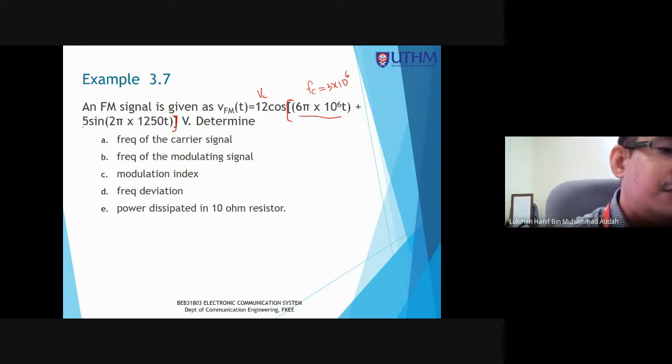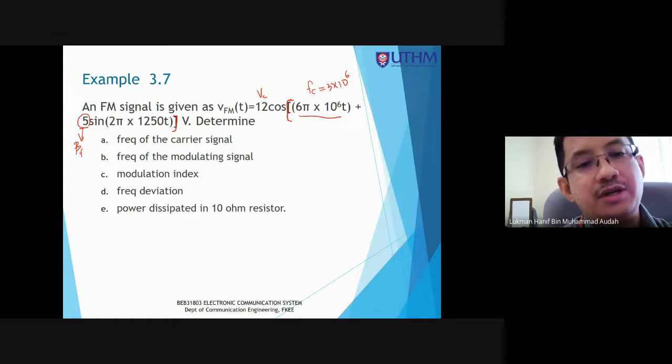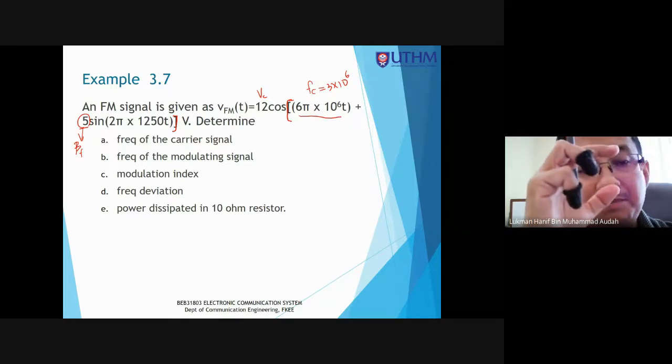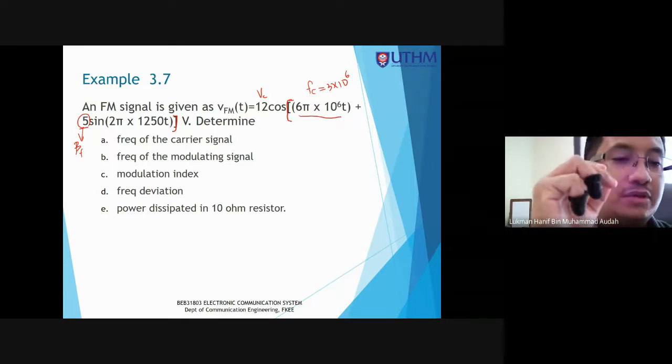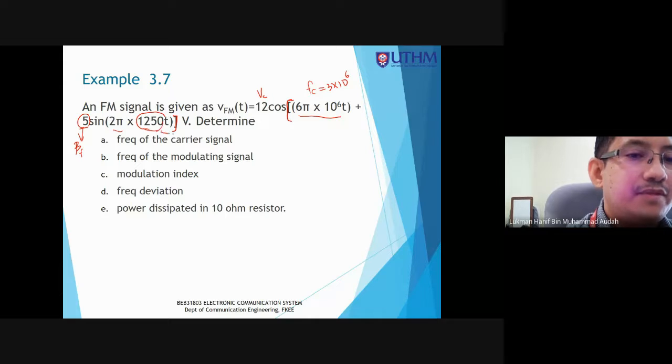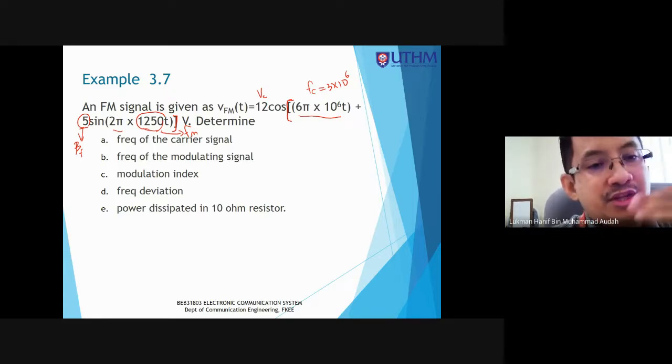From here you see 5 sine. What is this? From the general equation, this refers to beta f. You have to look at the previous slide, where in the general equation the parameter in front of the sine is beta, the modulation index. Then sine 2π 1250 t is fm, the modulating frequency or message frequency. From here we can already know many parameters.